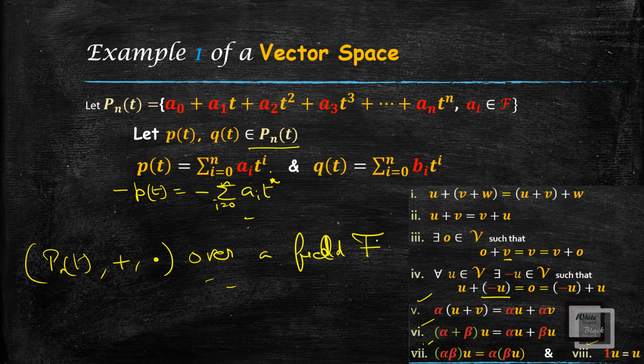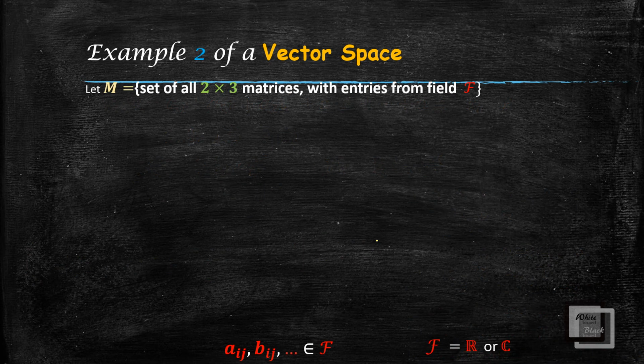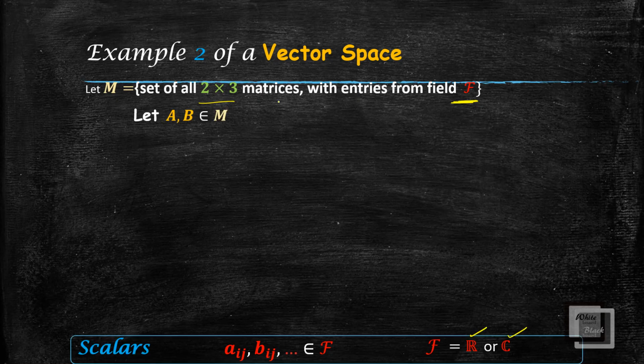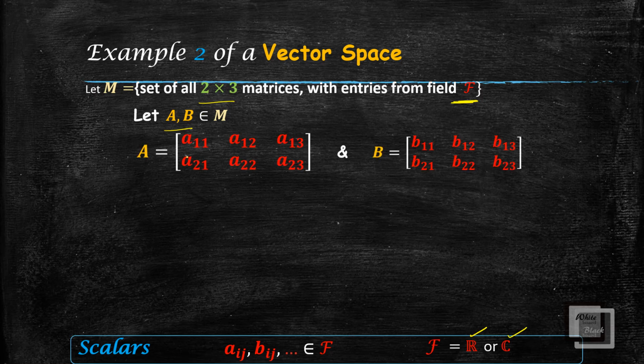Let us check the second example of a vector space. Let M be the set of all 2 cross 3 matrices with entries coming from the field F, where field F is the set of scalars, either real or complex. Next we will see how two matrices are added. Let A, B belong to M, then A is a matrix of order 2 cross 3 and B is also a matrix of order 2 cross 3.